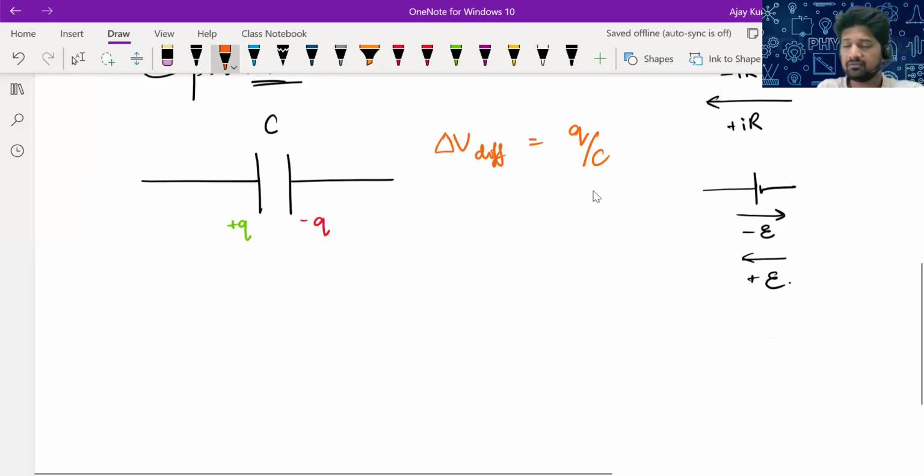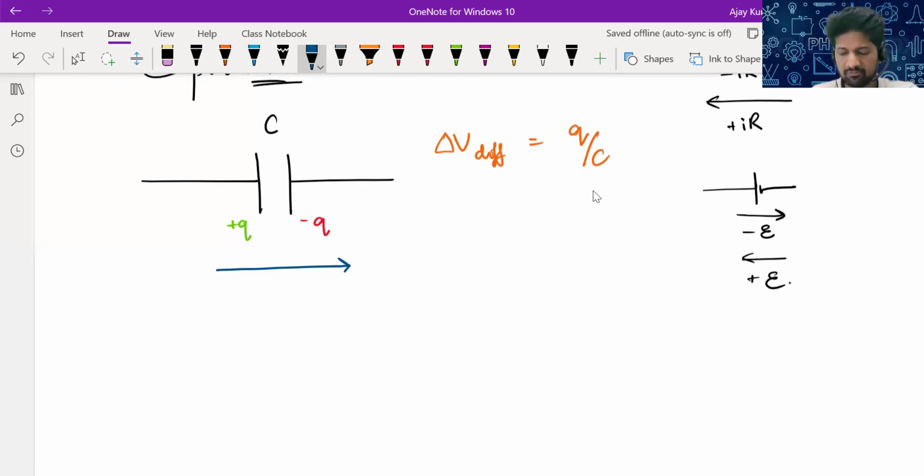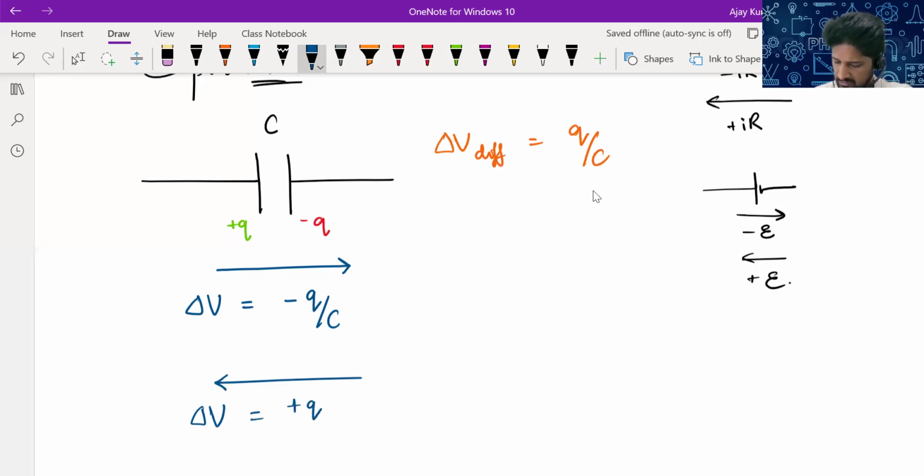But when applying KVL, you move along a closed path in a circuit. While moving in that closed path, you may go from the positive plate of the capacitor to the negative plate. In that case, the change in potential will be negative. You are going from positive to negative, meaning you are going from high potential to low potential. Then delta V has to be written minus Q by C. And if you go from the negative plate to the positive plate, low potential to high potential, then the change in potential across the capacitor will be written plus Q by C.